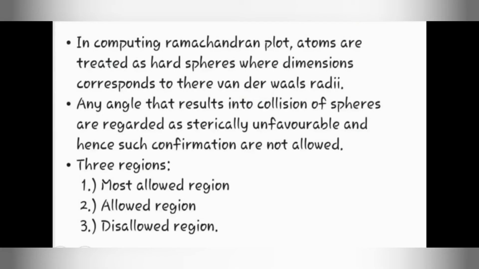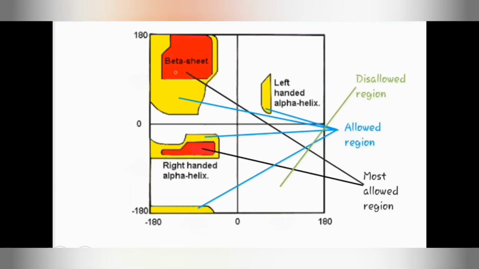In computing a Ramachandran plot, atoms are treated as hard spheres with dimensions corresponding to their van der Waals radii. Any angle that results in collision of spheres is regarded as sterically unfavorable, and hence such conformations are not allowed. The 3 regions in Ramachandran plots are the most allowed regions, allowed regions and disallowed regions. In this figure, the red colored regions are the most allowed regions, the yellow colored regions are the allowed regions, and the white colored regions are the disallowed regions.